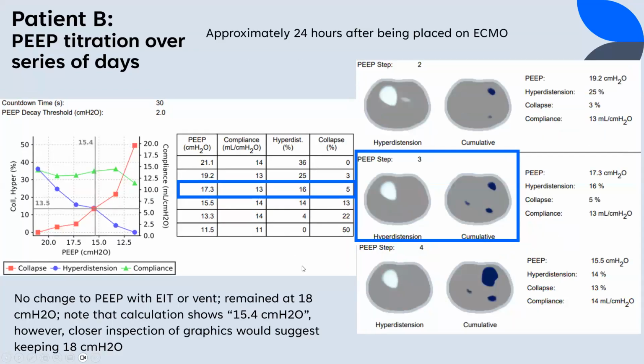And then finally, 24 hours after being placed on ECMO, there was no change to PEEP with EIT. We remained at 18 centimeters of water pressure. And then you can see here, again, the visual representation. We're starting to lose our hyperdistension. We're starting to have a little bit of collapse, and then significantly more if we would have gone down to 16 of PEEP. And you can see here on the table as well, both of those highlighted in blue, which are the selections that we made there.